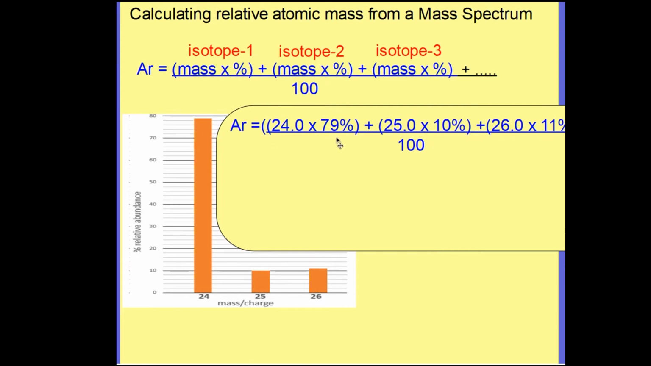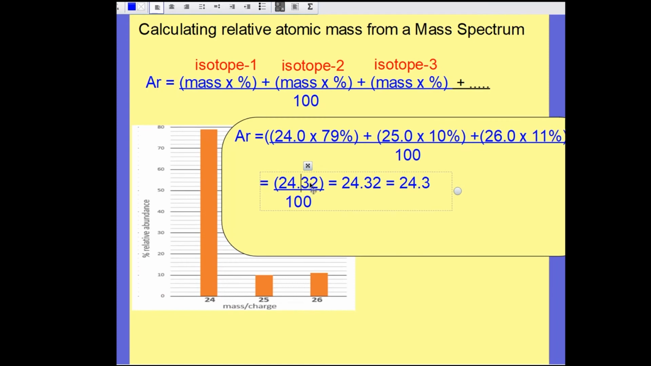So 24 times by 79, 25 times by 10, and 26 times by 11. Put those in using the brackets correctly, and you'll end up with 24.32. Actually, I've made a mistake there. That should be 24.3.